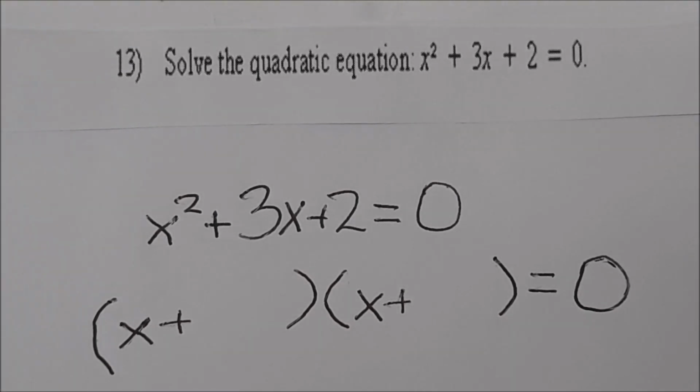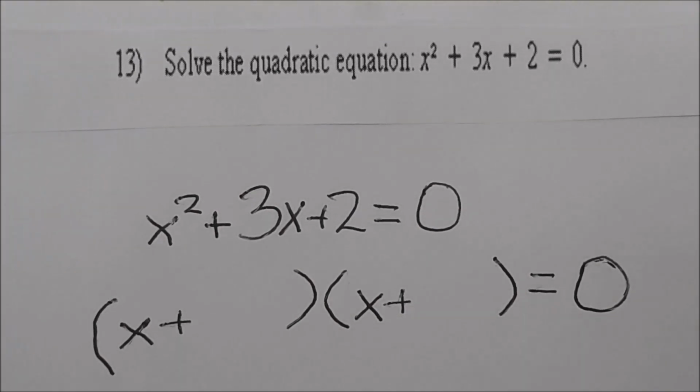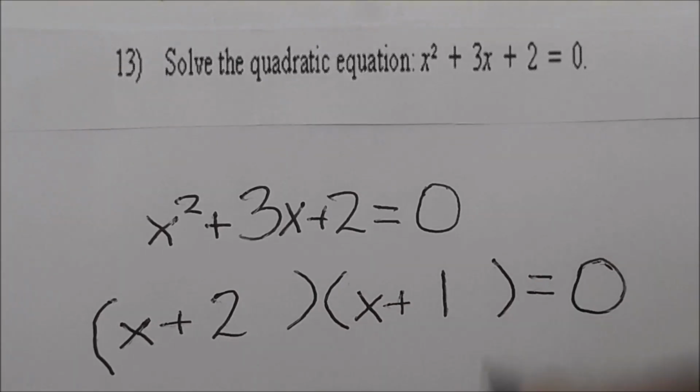What do you factorize at the back? 2. What gives you number 2? What two numbers do you multiply to give you 2? 1 and 2. And when you add 1 and 2, you get? 3. And you get that number in the middle, so that's correct. So put x plus 2 and x plus 1. Or you can put x plus 1, x plus 2, doesn't matter.